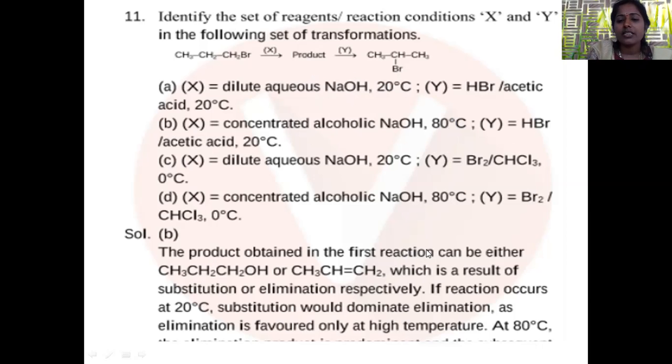So the product obtained in the first reaction can be either CH3CH2CH2OH or a carbon-carbon double bond. This mainly depends upon the temperature we are maintaining. If the temperature is 20 degrees, then the product will be propanol.